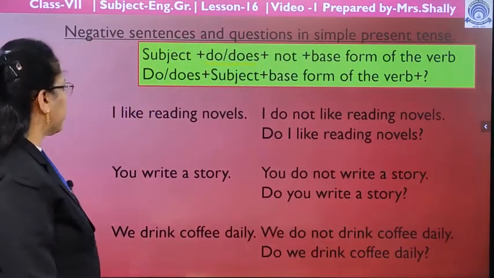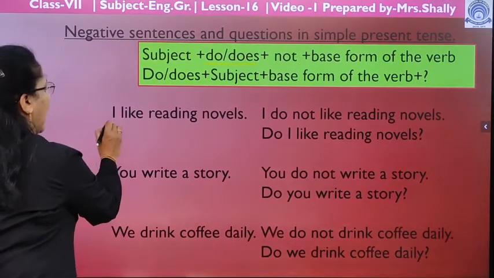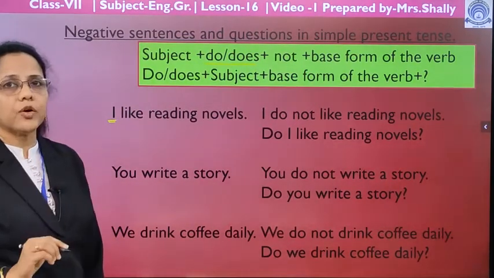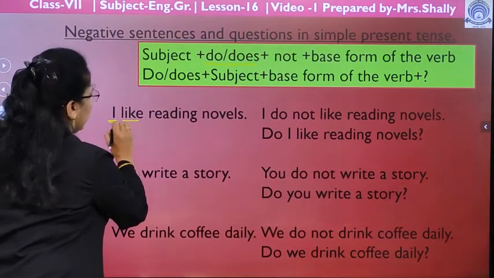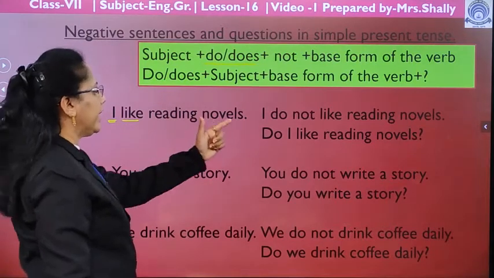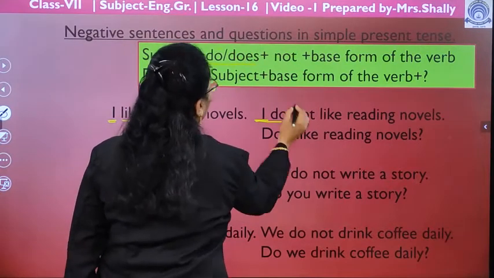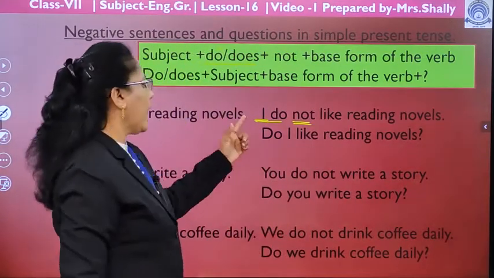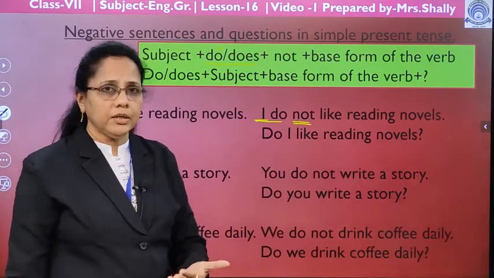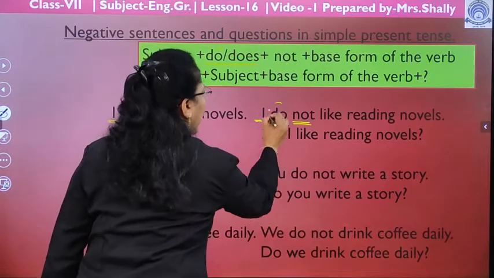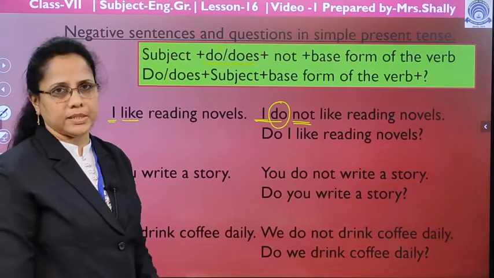Look at these examples. I like reading novels. Here, which is the subject? I. Though I is a singular subject, it is an exception. Here, I with the base form is used. I like reading novels. So, subject plus do is used: do plus not plus base form. I do not like reading novels. Then, to make a question, just place that helping verb do in the beginning. Do I like reading novels?